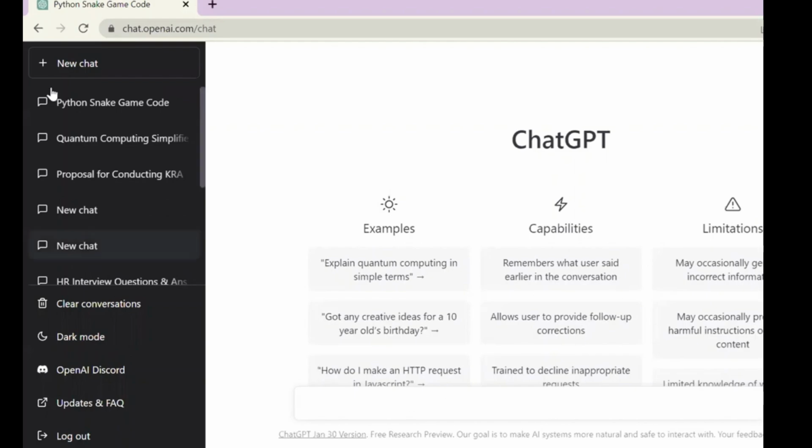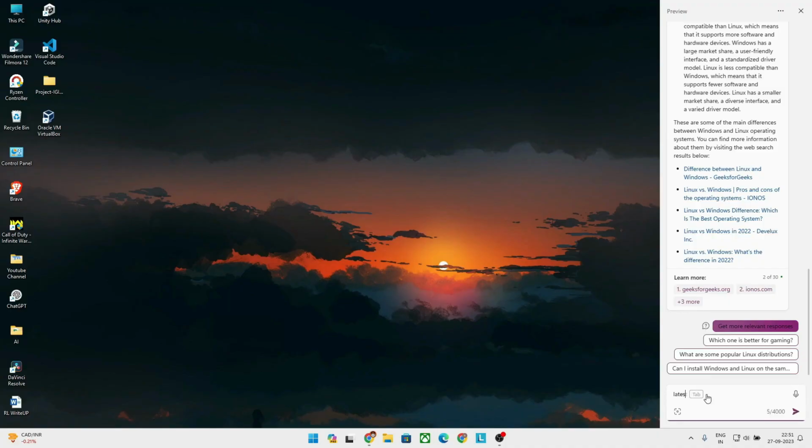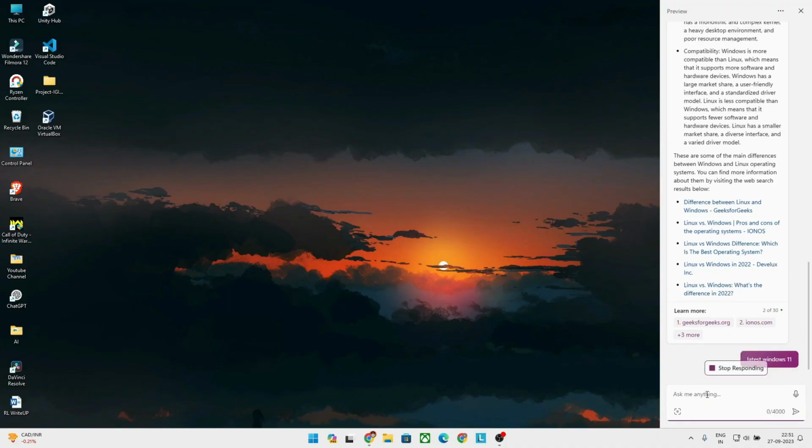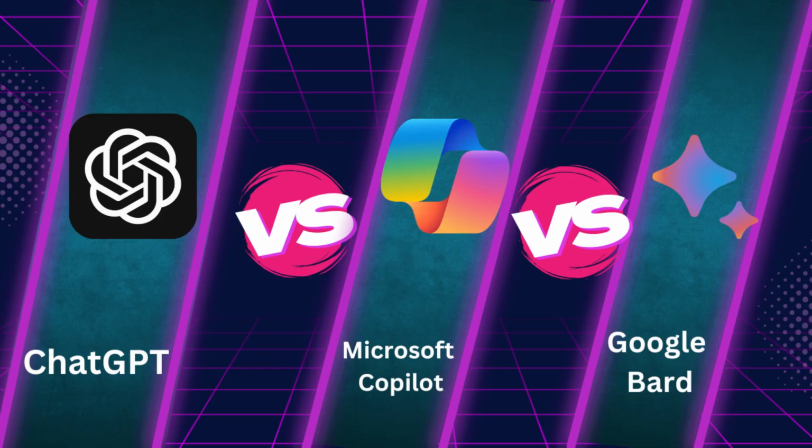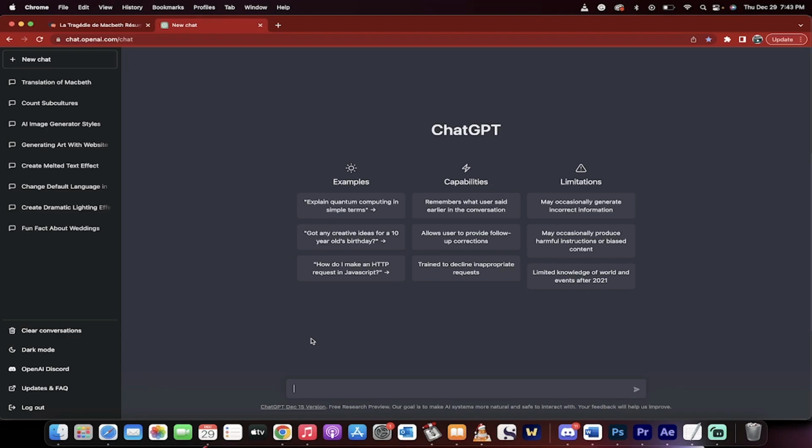Today, we have a fascinating topic for you, a comprehensive analysis of three titans in the world of generative AI, ChatGPT, Microsoft Copilot, and Google Bard. We'll be diving deep into their nuances, examining their strengths, weaknesses, and the various scenarios where one might shine over the others. So, if you're ready for an in-depth exploration, grab a snack and let's get started.